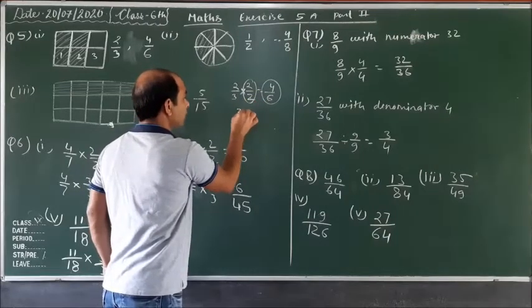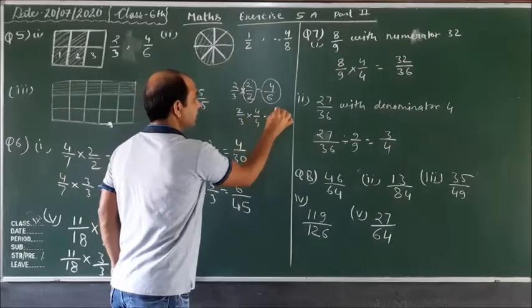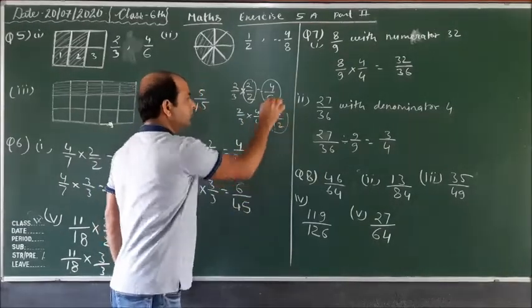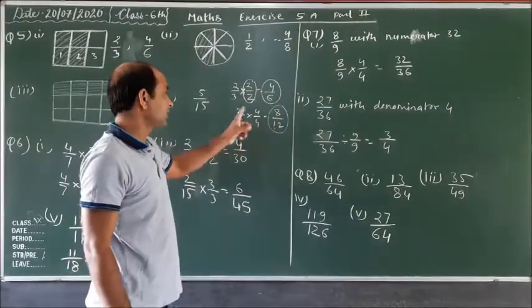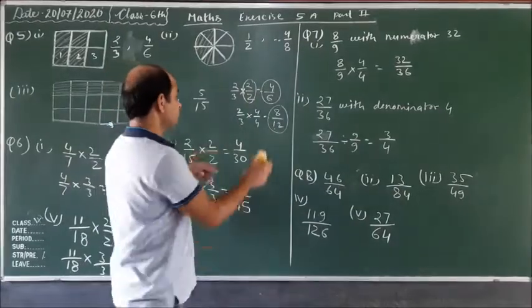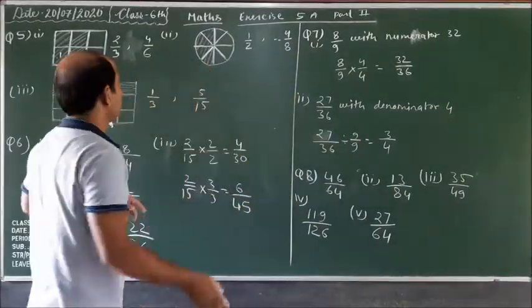Now 2 upon 3, we multiply by 4 upon 4. 4 times 2 is 8 and 4 times 3 is 12. So 8 upon 12 is the equivalent fraction of 2 upon 3. Okay, so we found the equivalent fractions. Now the next figure is also the same.